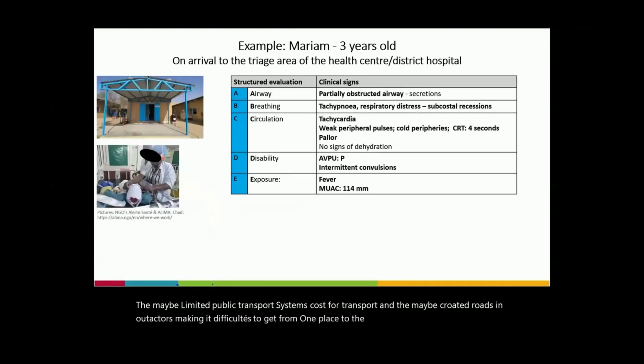Our child arrives in a health facility, in a district hospital. She has a partially obstructed airway, some secretions. She's breathing fast and has some subcostal recessions. She has signs of shock, is pale. There's no dehydration. She responds to pain.